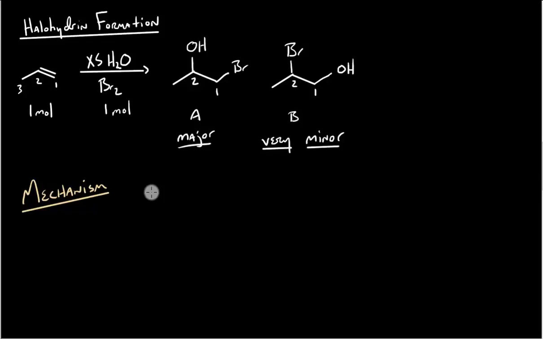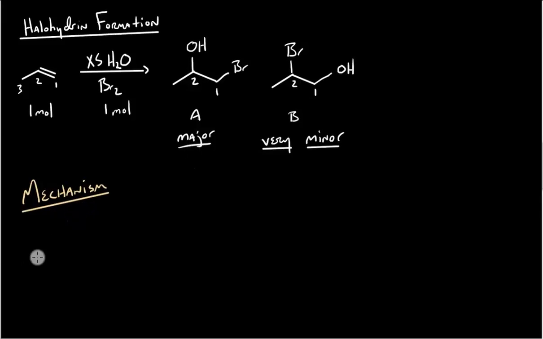Okay, so if you're anything like me, the first time I was presented with this reaction, I was really confused about why you would ever have A as a major and B as a minor. I really wanted to know why there would be any preference whatsoever, because the two molecules are pretty much the same. There's a little bit of a difference in location of the atoms, but other than that, they look virtually identical.